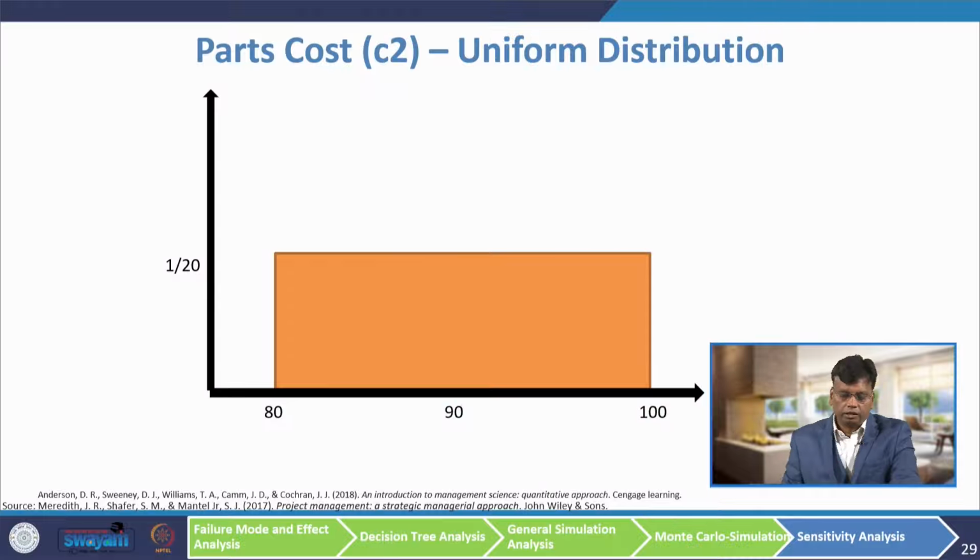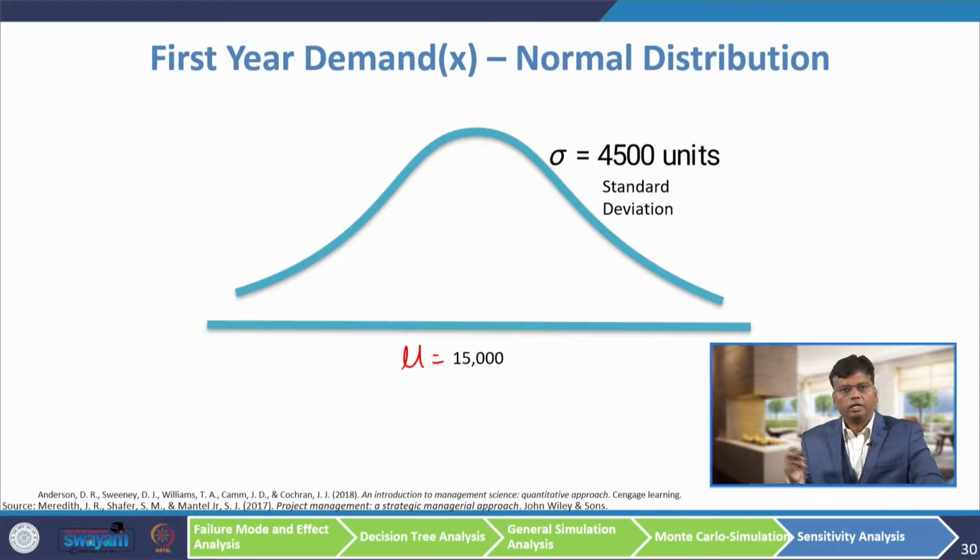The second input is the part cost. Here part cost is the material cost for manufacturing that portable printer. Here the part cost follows a uniform distribution. Previously the labor cost followed an empirical distribution, but the part cost follows a uniform distribution. What are the characteristics of that uniform distribution? The minimum is 80, maximum is 100. This is the second input. The third input is the first year demand. The assumption here is that the demand is going to follow a normal distribution, the mean is going to be 15,000 and the standard deviation is going to be 4,500.